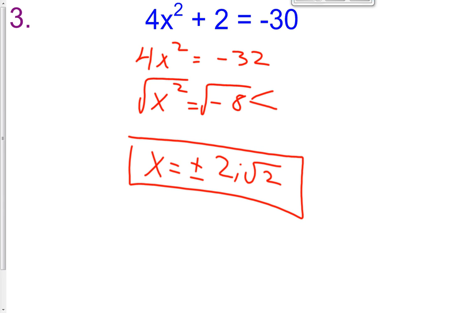8 is the same thing as 4 times 2 times a negative 1. So the square root of 4 is 2, the square root of negative 1 is i, and the square root of 2 is left underneath the radical. So plus and minus 2i square root 2.